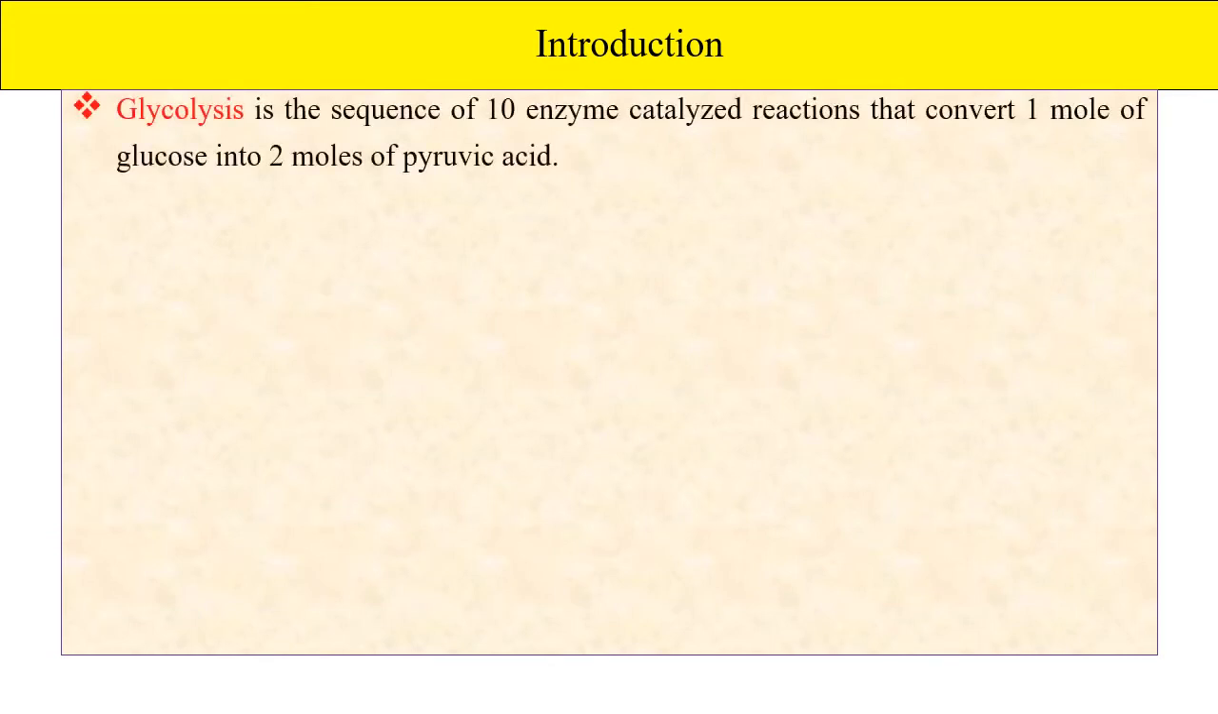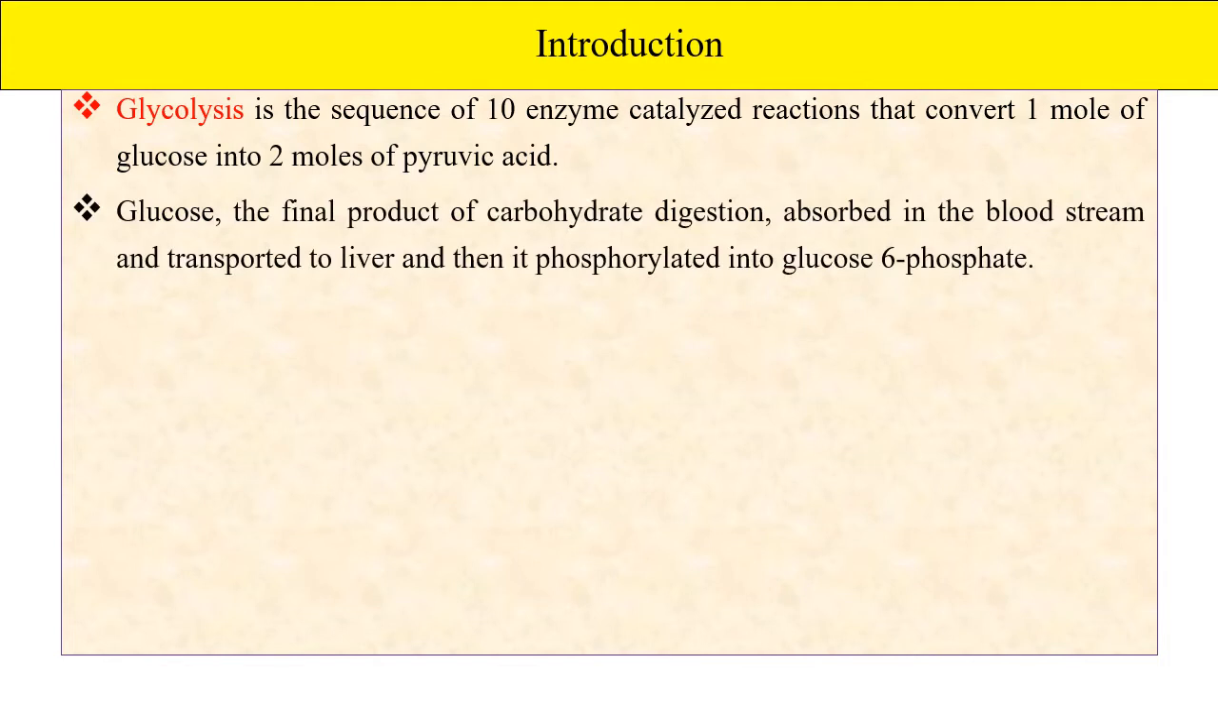Now come to the first point. What is glycolysis? Glycolysis is the sequence of 10 enzyme catalyzed reactions that convert one molecule of glucose into two molecules of pyruvic acid. Glucose, the final product of carbohydrate digestion, is absorbed in the bloodstream, and the liver receives the dietary carbohydrates directly from the intestine through the portal vein.